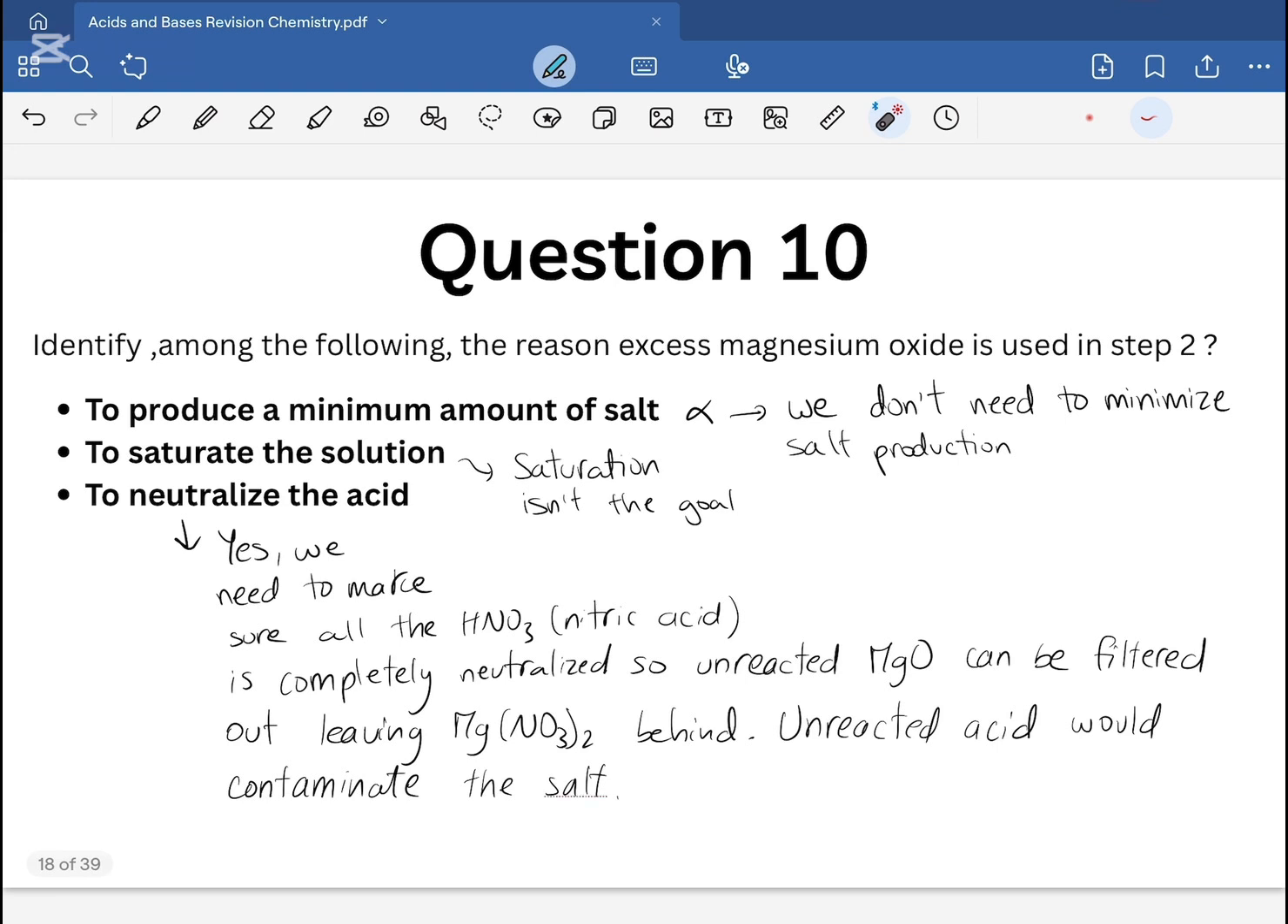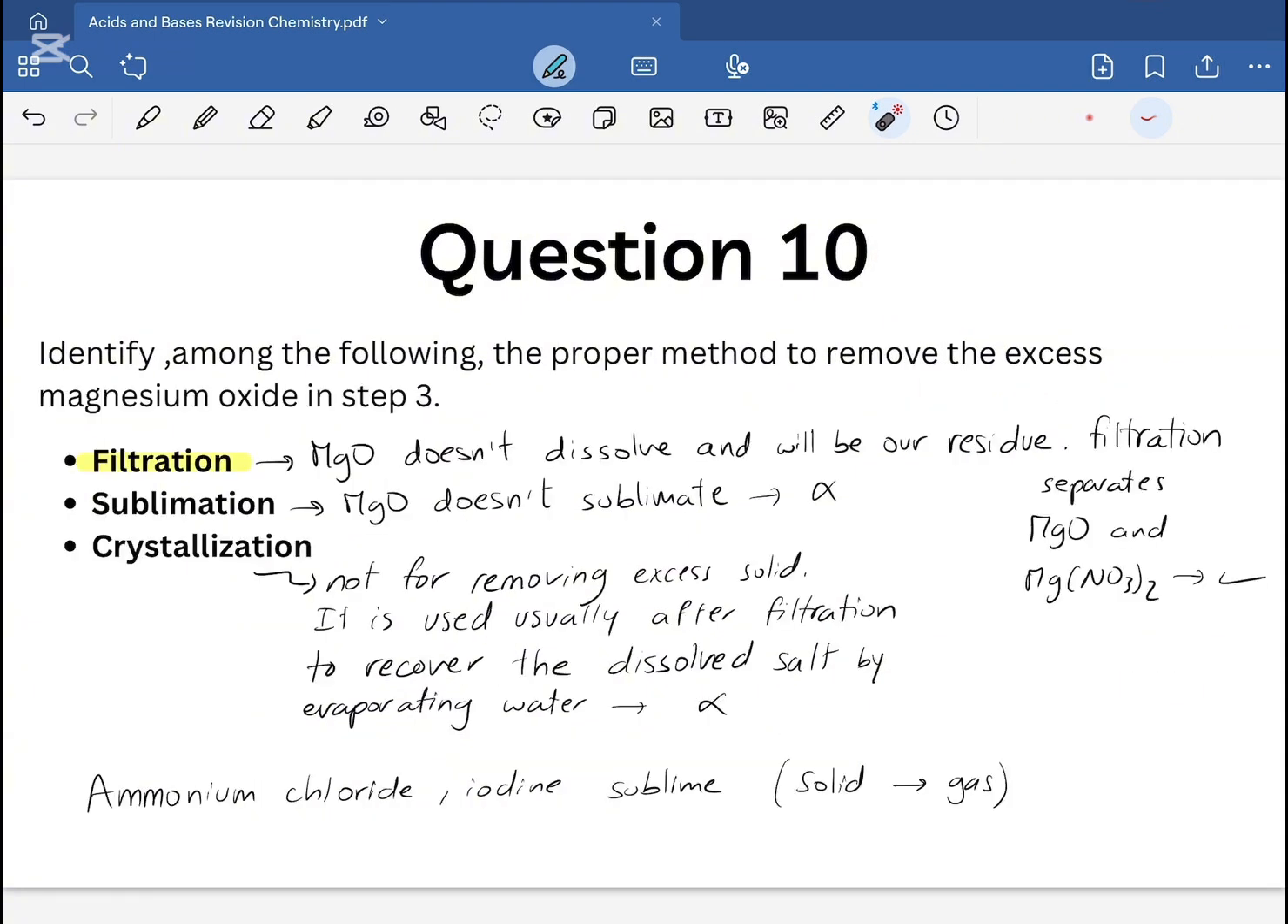The first question was, identify among the following the reason for excess magnesium oxide. Why did we use the magnesium oxide, which is the basic oxide, in excess? For the first one, it was filtration. So we need to pick among these three options. Filtration. For filtration, MgO doesn't dissolve. It is insoluble in water. And when we use filtration, MgO will be our residue. So filtration will separate the base, magnesium oxide, and the salt, magnesium nitrate. So this is a correct method that we can use to remove the excess magnesium oxide.